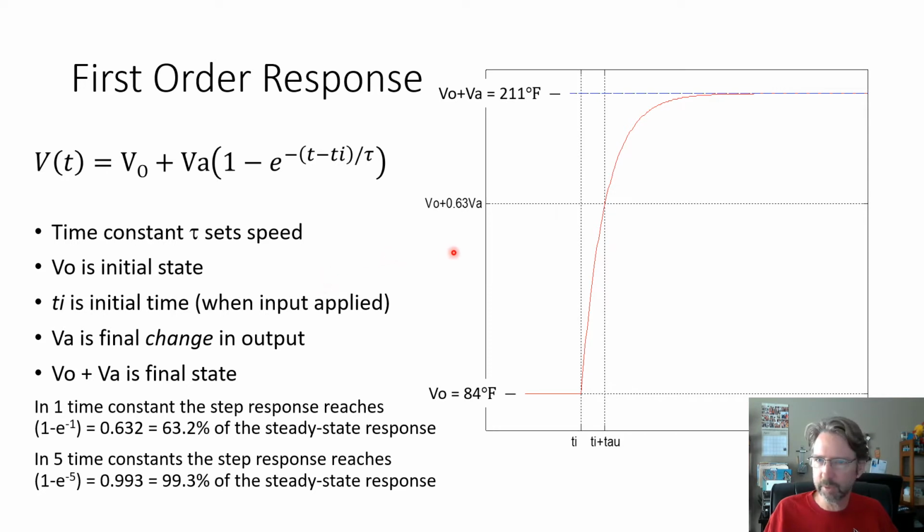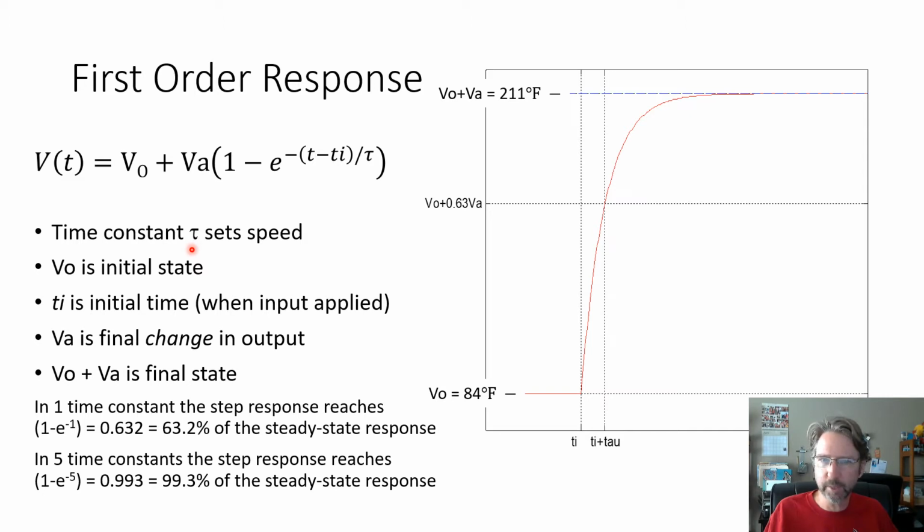So we have several constants that determine the shape of this: the initial temperature VO, the change in temperature VA, so VO plus VA is going up to 211 from 84. So VA isn't 211, it's 211 minus 84, that's the change. And the final state, the time constant tau, is the critical thing for a sensor. That's how fast the system responds, and its units are seconds.